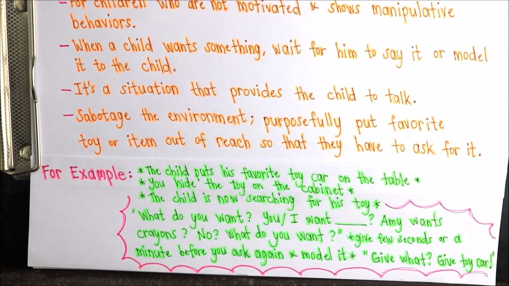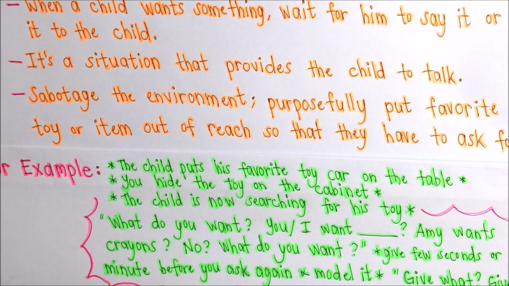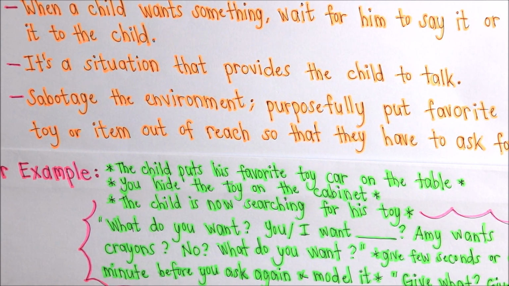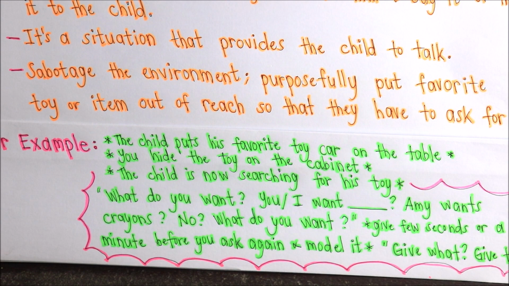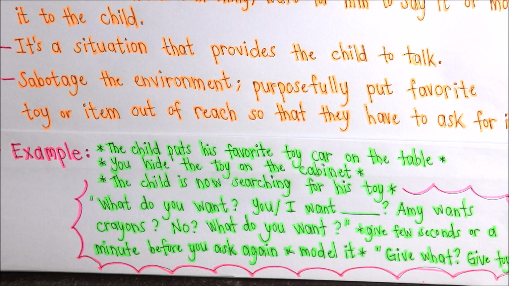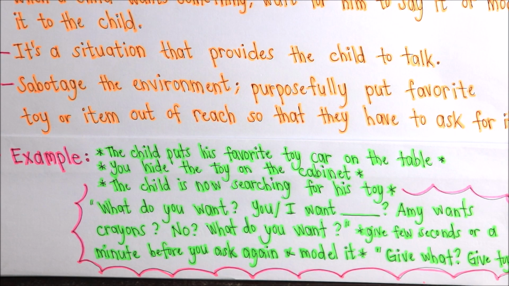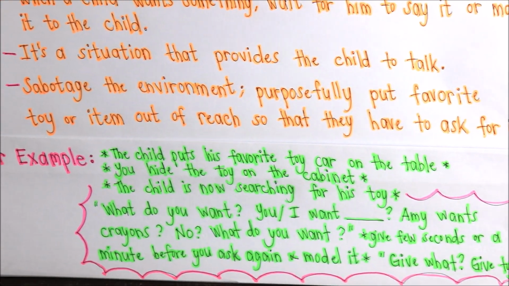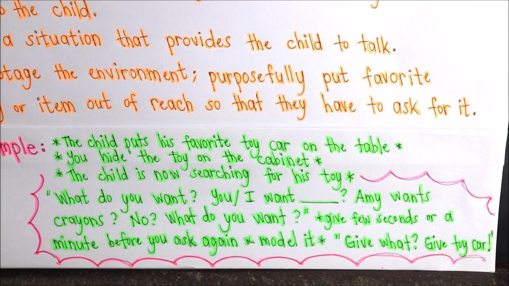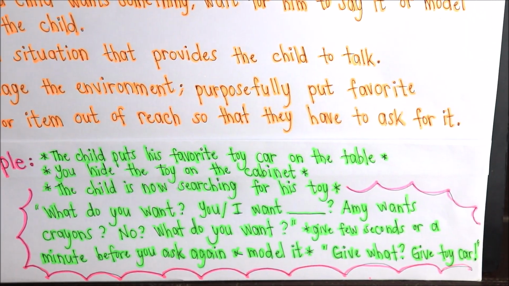For example, the child puts his favorite toy car on the table. You hide the toy in the cabinet. The child is now searching for his toy. And you will say, "What do you want?" "I want..." "Ami wants crayons." "No? What do you want?" Give a few seconds or a minute before you ask again and model it. "Give what? Give toy car. Give toy car."